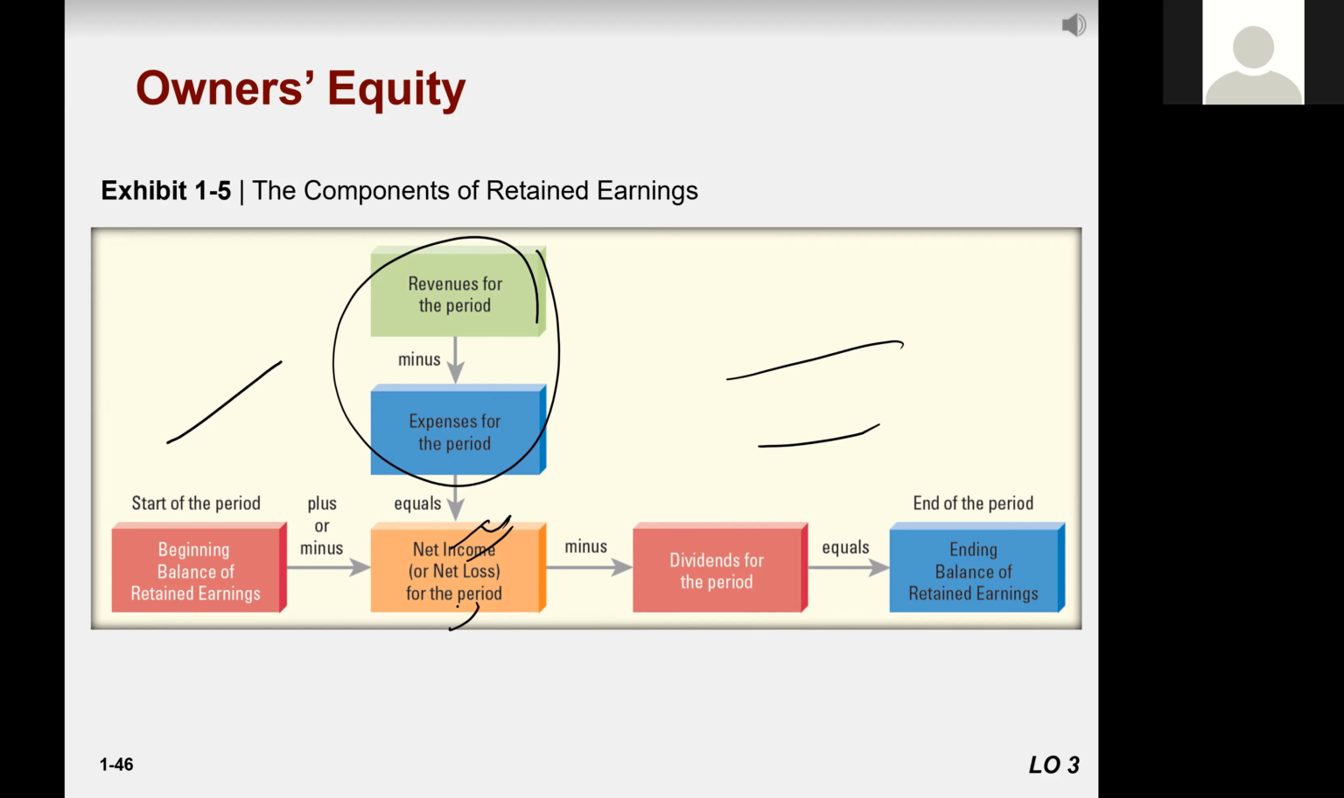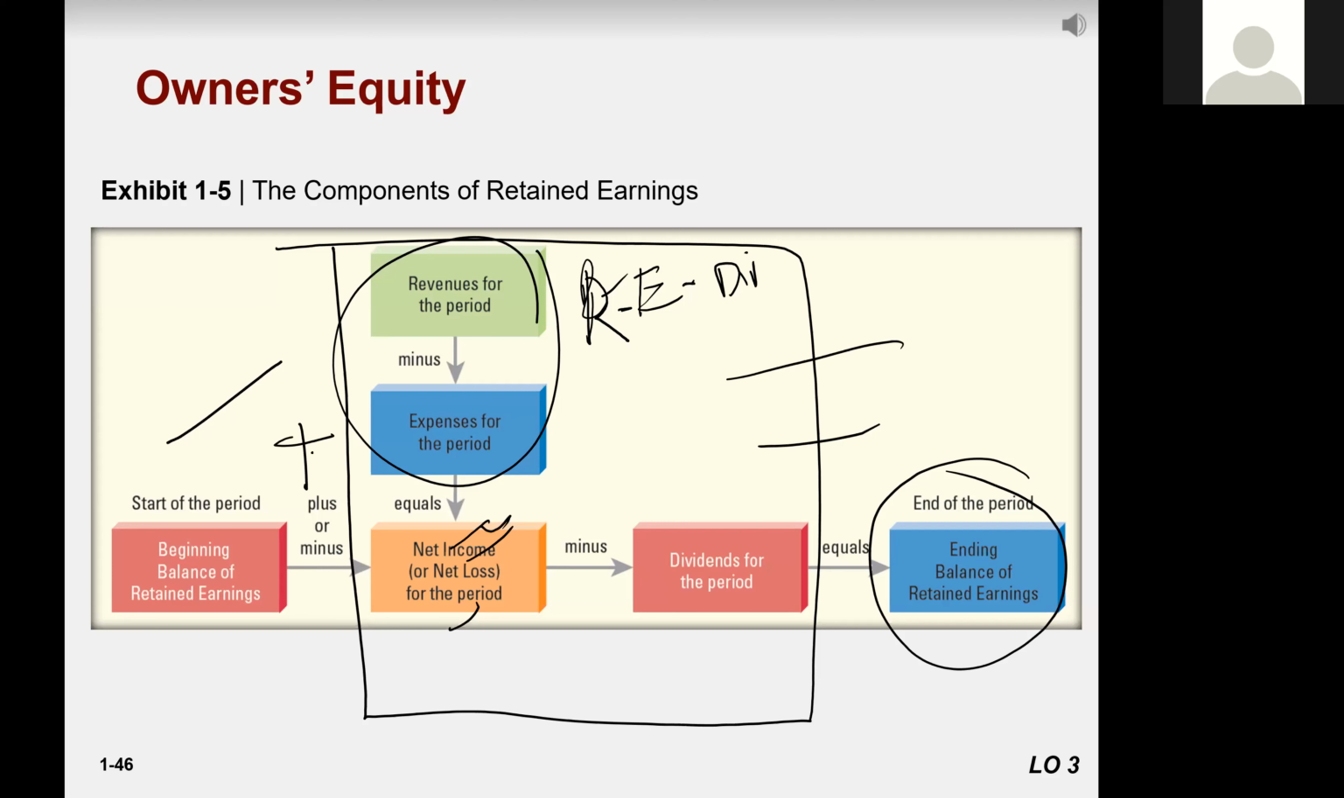How can we find out current year retained earning? Simple: profit minus dividend, or revenue minus expense minus dividend. How can we find out the ending year retained earning? Beginning plus current year retained earning. All this box, we will find out the ending retained earning.